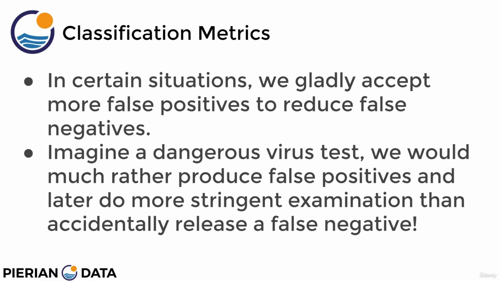Imagine that we're dealing with a dangerous virus, and we really want to make sure that anyone that has that virus is going to be found by our test. We would much rather produce a false positive and later do a more stringent examination of the patient than accidentally release someone thinking they're negative. Essentially, a false negative is someone who's actually infected with the virus, but our model told them they were not. The false negative could be extremely dangerous in this situation.